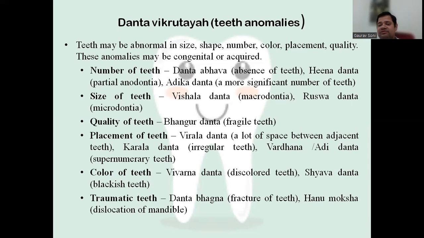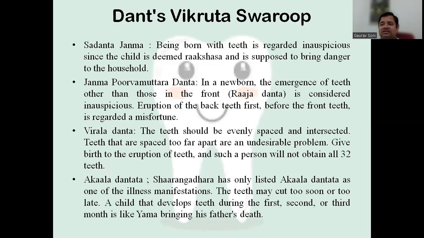According to color, it can be Vivarna danta, that is discolored, Syava danta, that is black teeth. Traumatic teeth can occur due to any trauma or accident. Fracture of teeth can be there, and due to dislocation of the mandible also, it can be Hanumoksha. So these are some Danta Vikriti which are commonly seen, especially in childbirth.